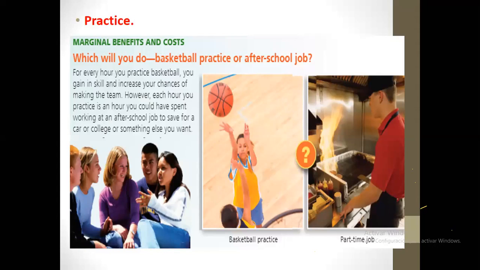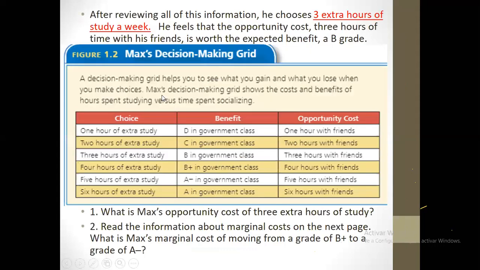You need to create. With this, over here, there are some information that you need to read, and you need to create something like this. The choice, the benefit, and the opportunity cost. Teacher, one question. Yes. This information is in the book. Of course, everything is in the book. Thank you. All right. Okay, so over here, according to him, he says he spent only 1 hour.